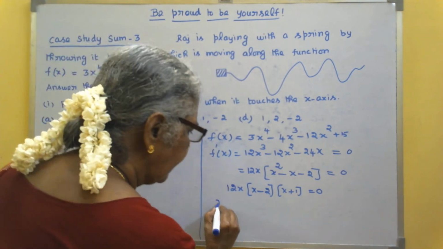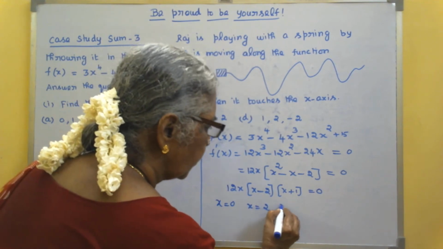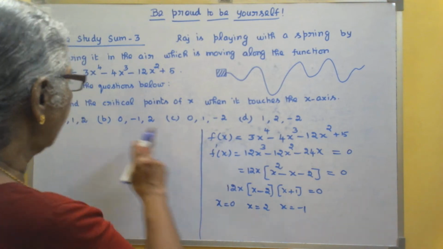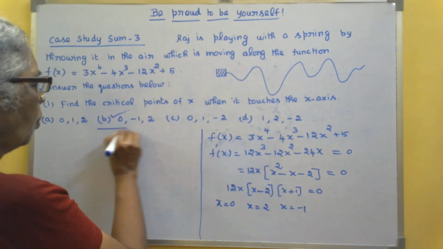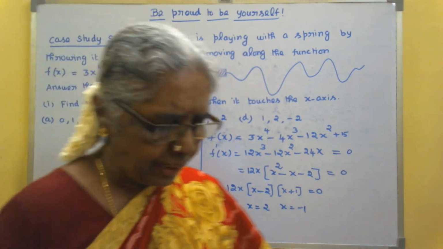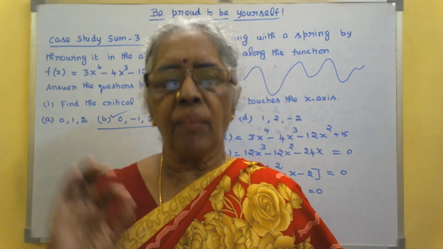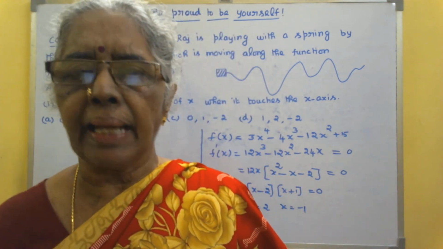So now you are getting three values, that is x is equal to 0, x is equal to 2 or x is equal to minus 1. So now check your subdivisions, 0, minus 1 and 2. So the option B is your correct answer. So when critical points are asked, find the first derivative, equate it to 0 and then find the x values.